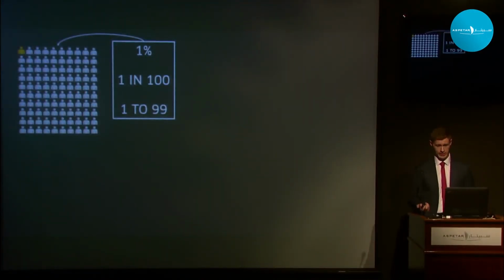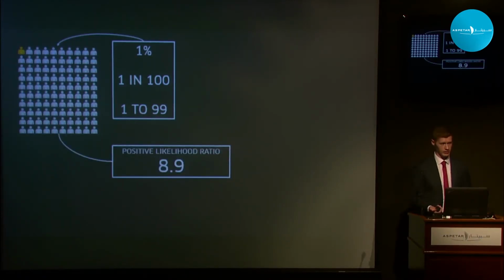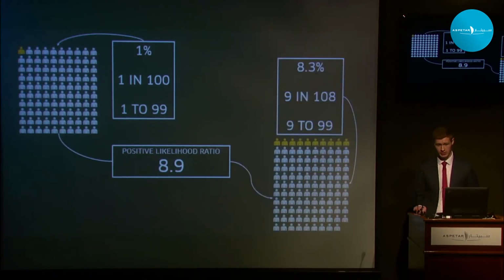With odds of 1 to 99, sorry. And let's say this ECG was abnormal. We've got a positive likelihood of 8.9. So in the same individual, the chance of detecting a heart condition shifts from 1% to 8.3%. So 9 in 108, or 9 to 99.